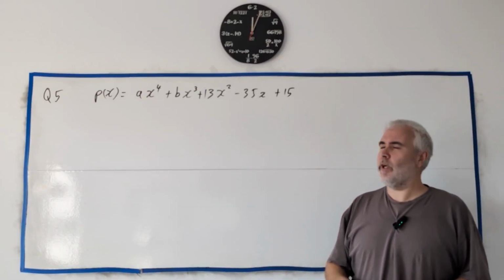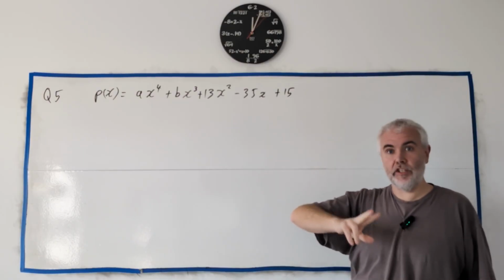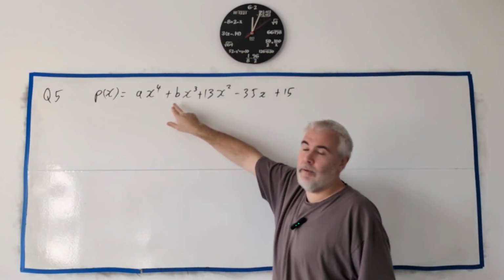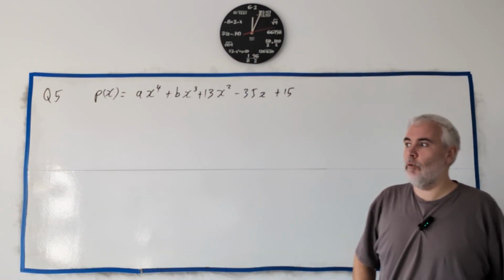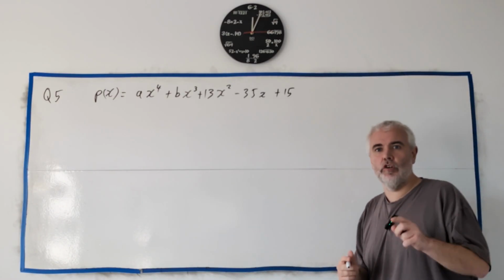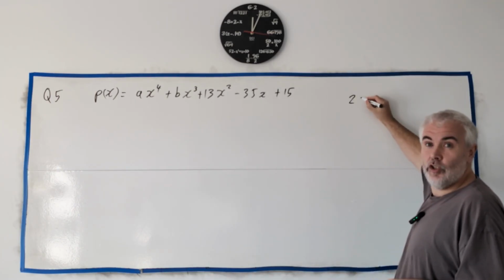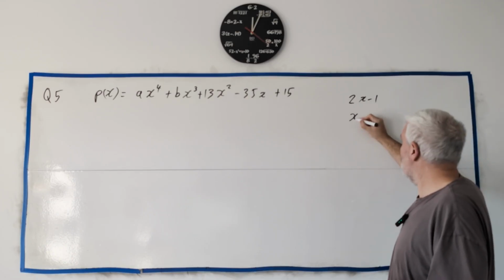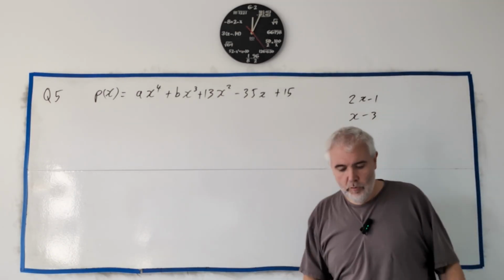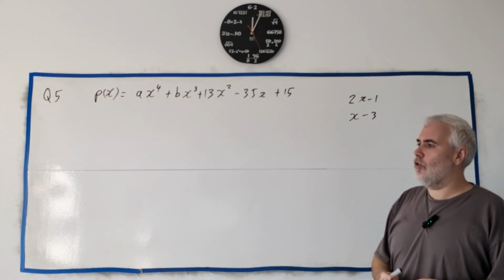In question 5, we're given this polynomial here that's missing two pieces of information, A and B, and we're asked to find out what they are. To help us do that, we're given two clues. They've told us that 2x minus 1 is a factor and x minus 3 is also a factor. Now, there's two ways to do this question.